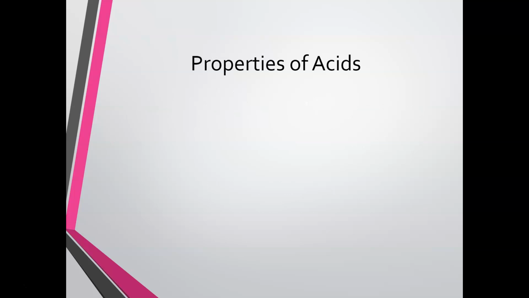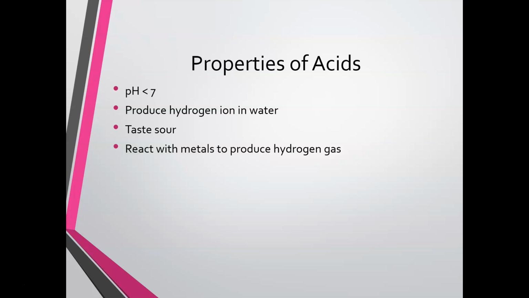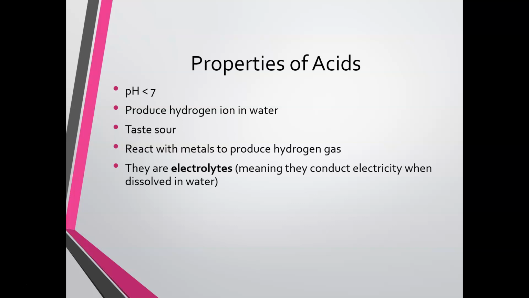So what are some properties of acids? They will have a pH of less than 7, so 0, 1, 2, 3, 4, 5, 6. They produce a hydrogen ion in water. They taste sour. For example, all of that sour candy that you love tastes such because of an acid called citric acid that is in most of those delicious sour candies. They react with metals to produce hydrogen gas. If you put most metals inside acids, they will bubble, and those bubbles are hydrogen gas. They are electrolytes, which I know is a word that we have used before, but in case you forgot, it means that they conduct electricity when dissolved in water.